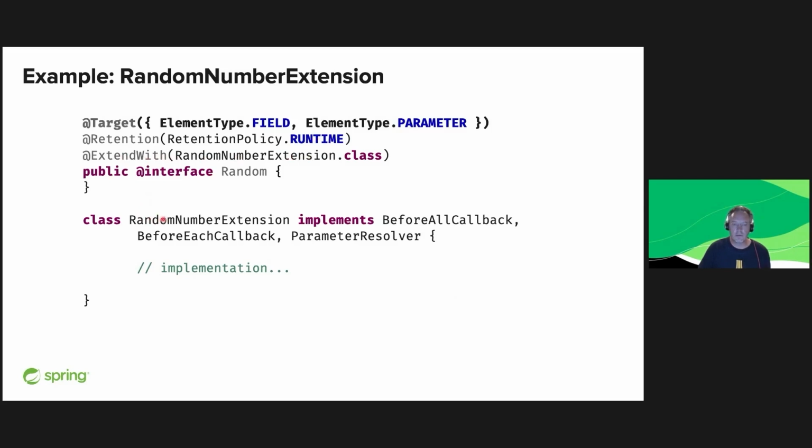And then this RandomNumberExtension would likely need to implement BeforeAllCallback and BeforeEachCallback in order to inject static fields and instance fields. And it would need to implement ParameterResolver to inject random values into your constructors, test methods, etc. And this class doesn't need to be public because the people using this @Random annotation wouldn't need to know about the implementation. So that now just becomes an implementation detail.